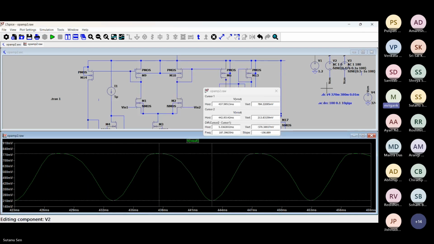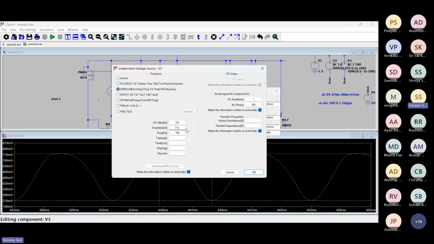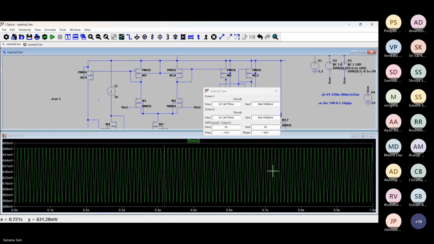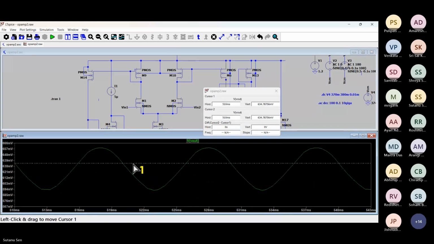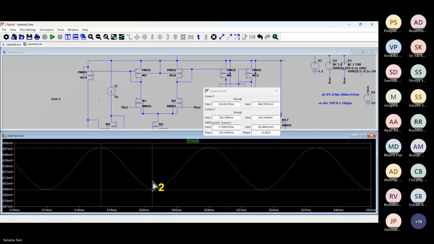Make it 1 millivolt peak to peak. Oh, sorry, 1 microvolt peak to peak. So it was 1 microvolt. I'm making it 0.1 microvolt. Now it's around 3 into 10 to the power 5. Yeah, so this is confirming the AC analysis. Whatever we get from the AC analysis, the same thing is coming here.